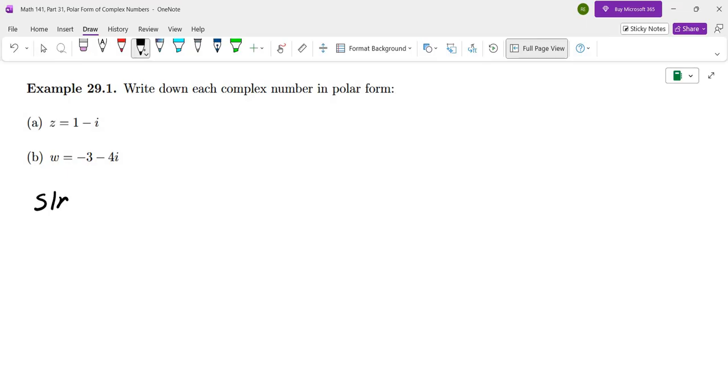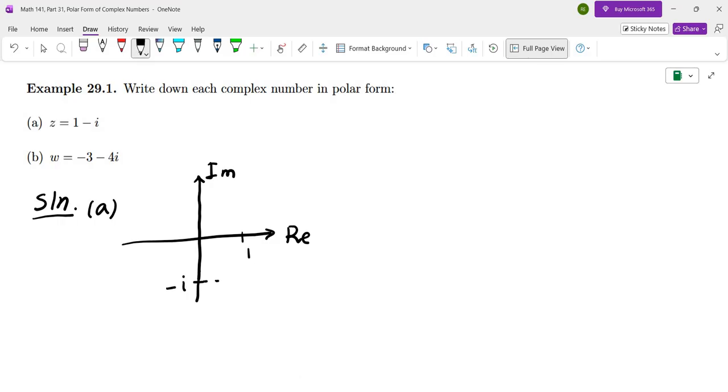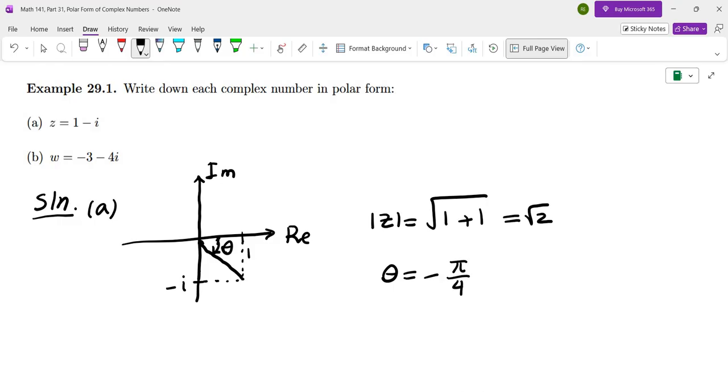Let's do two examples on polar form of a complex number. Write down each complex number in polar form. So we'll graph this one on the complex plane. The first one is 1 minus i, so positive 1 and then negative i, which is here. We're going to have to find the angle here, and that would be our theta, and then we have to find the absolute value as well. So the absolute value is the square root of 1 plus 1, which is root 2. The angle, which is this angle here, is in the negative direction, and it is pi over 4.